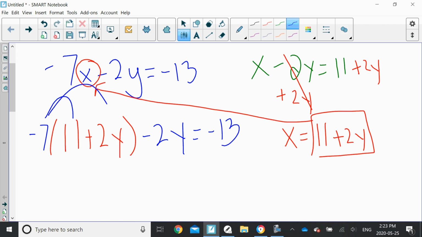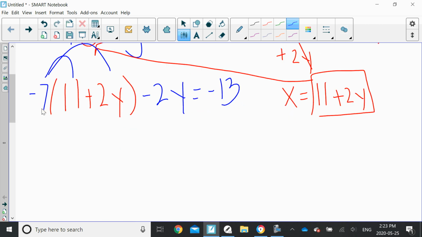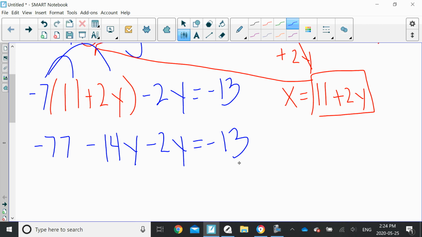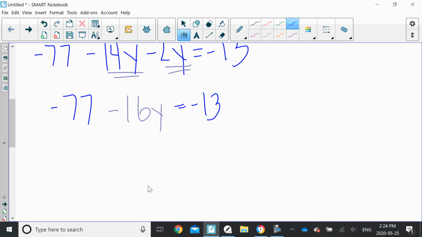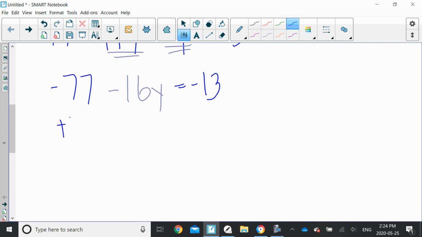Let's get rid of the brackets by distributing in that negative 7. So negative 7 times 11 is negative 77, minus 14y, minus 2y is equal to negative 13. Get your like terms together. Our like terms are these y's here. So I would have negative 77 minus 16y is equal to negative 13. Let's get rid of that negative 77 by adding 77 to both sides.